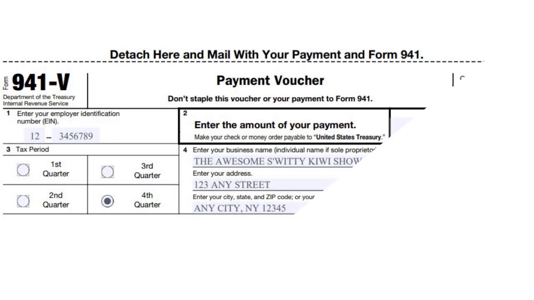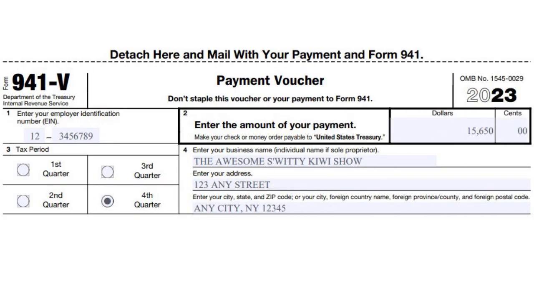And now I'm showing you on the next screen here. You have the payment voucher. Remember, in our case, we owed the IRS $15,650. So basically, this is the payment voucher. When you file Form 941, you have to actually attach the form. You have to file, in addition, Form 941-V.